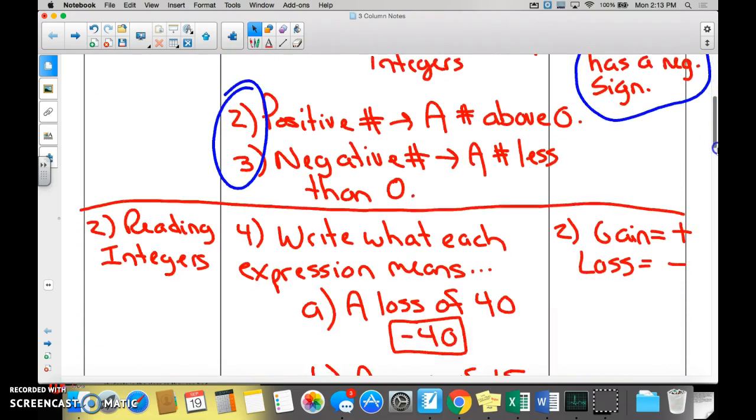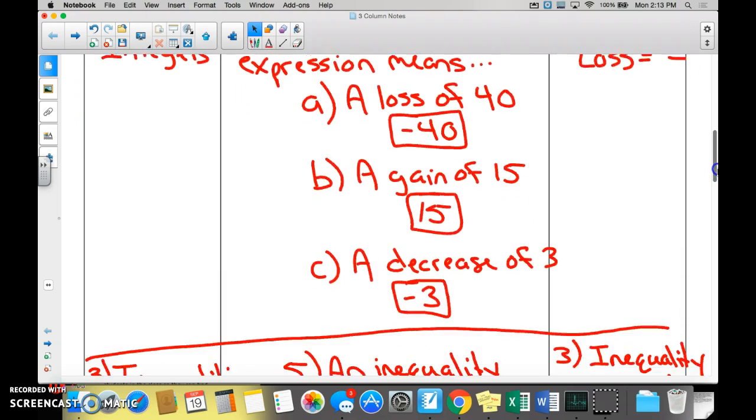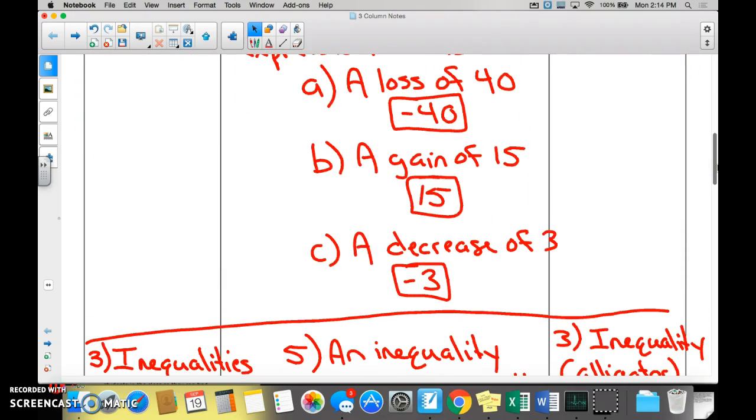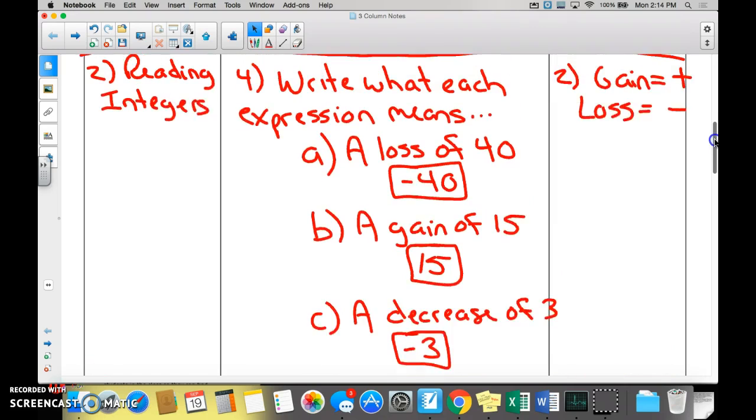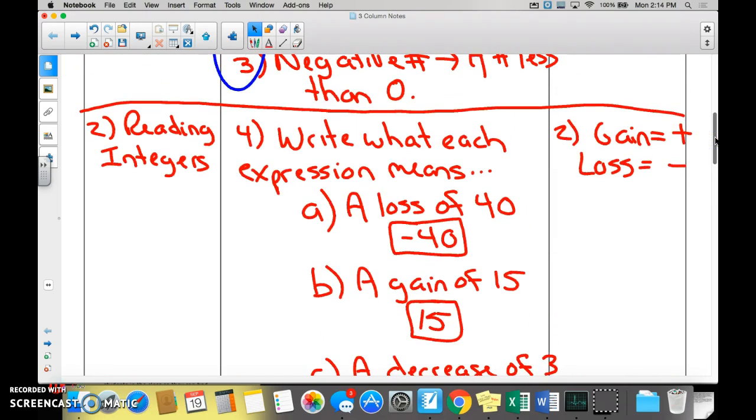Then we went down to reading integers, and I gave you a couple of phrases, like a loss of 40. I said, write how you would express a loss of 40, and you all said -40. How would you express a gain of 15? 15. Then we said a decrease of 3, and you all said -3. If a profit of $20 was made by a company, how would you write that? 20. Would there be a plus in front of it? You could, but you usually don't. Okay, and then we said a gain is a positive, a loss is a negative in front of a number, right?